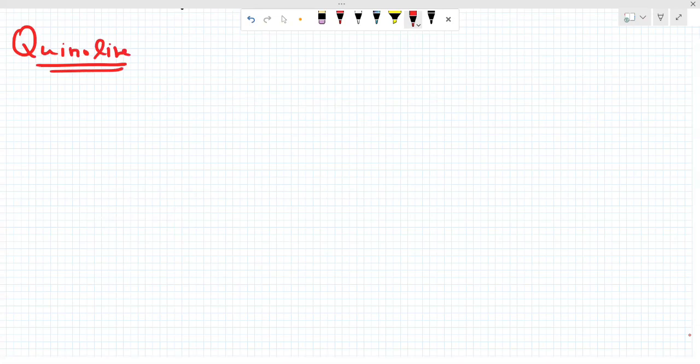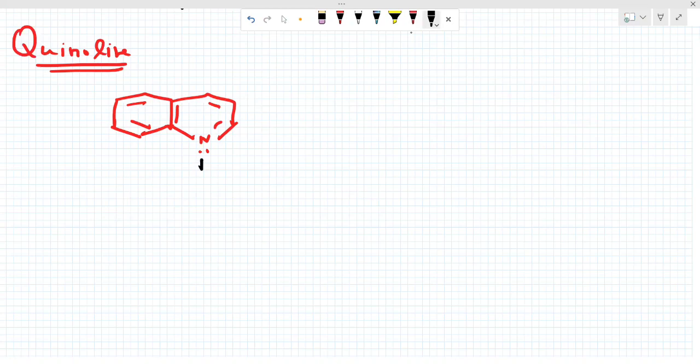Okay. This is a pyridine with benzene. Benzene with pyridine. Nitrogen, lone pair. Okay. Now, in this case, 1, 2, 3, 1, 3. Okay. Listen, please. Numbering problem. Numbering system: 1, 2, 3, 4, 5, 6, 7, 8, 9, 10.